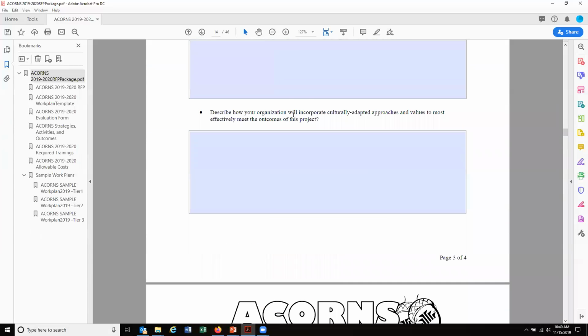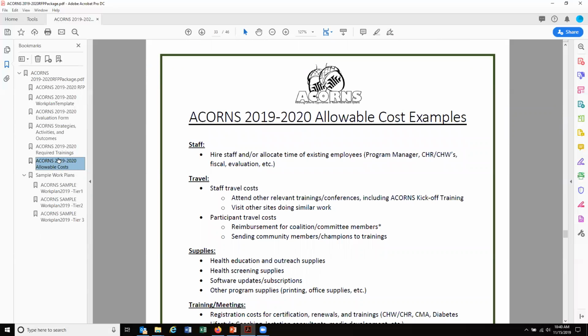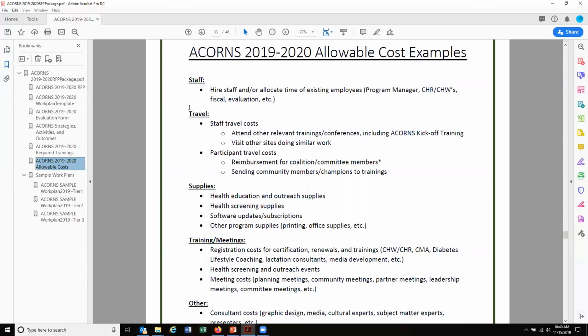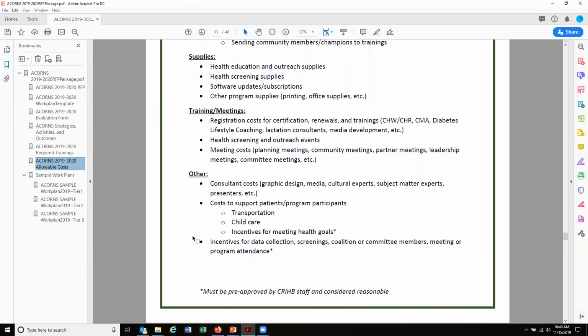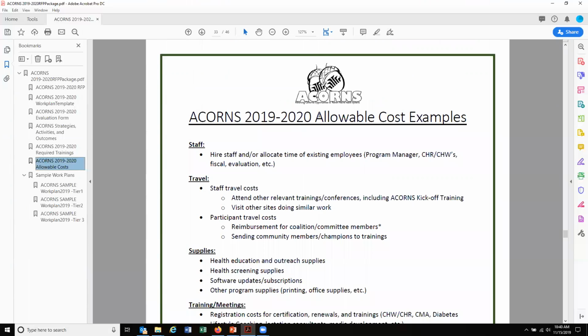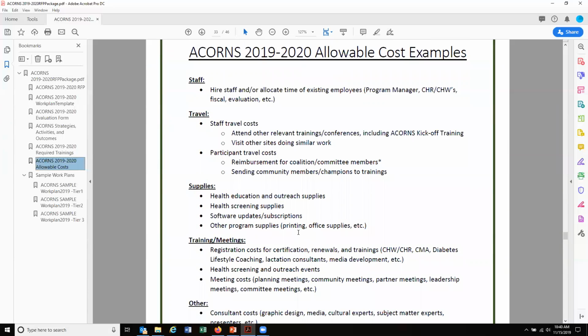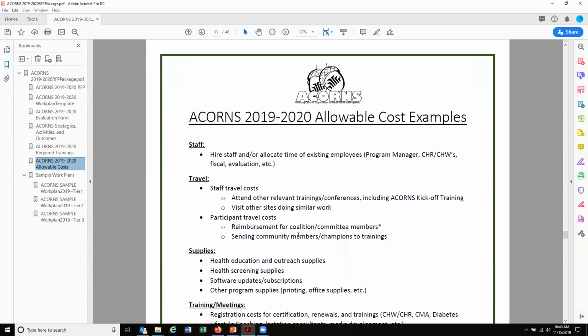So that is the full application. Again, for the budget piece, there's an allowable cost example over here on the left. I just clicked this link. There's an allowable cost example for your staff, your travel, supplies, trainings, and meetings. So there are some examples of ways that you can spend your funding that fall in line with the project goals and requirements. If you have any questions about how you want to use your funds or what's allowable or not, please double check with CRIB staff and ensure that what you're proposing is allowable, or to get some brainstorm ideas of different ways to use your funding.